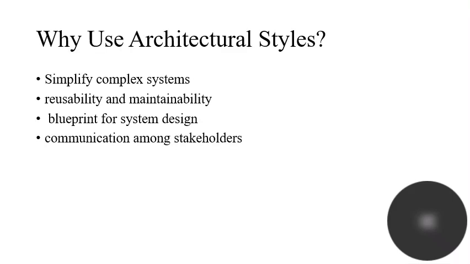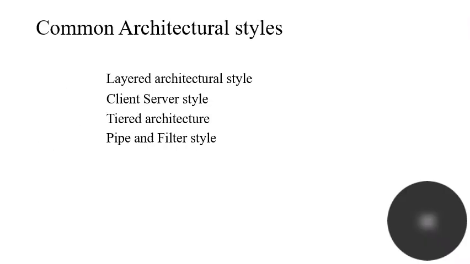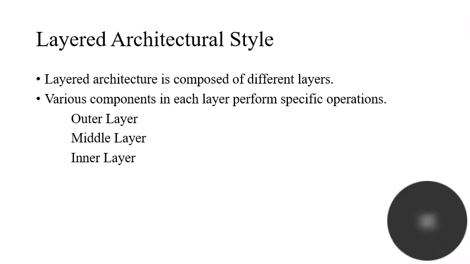Why use architectural styles? Simplify the complex system, encourage reusability and maintainability. It provides a blueprint of a system design. Improve the communication among stakeholders. Here, common architectural styles are layered architectural style, client-server architectural style, tiered architecture, pipe and filter style. Let me see one by one.